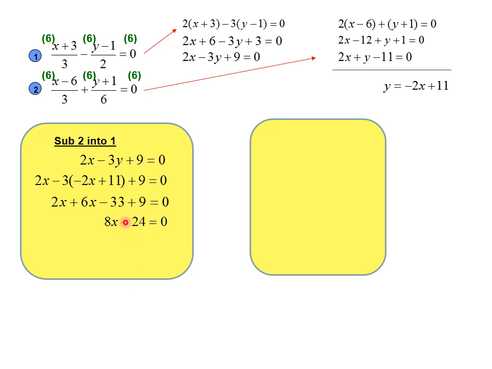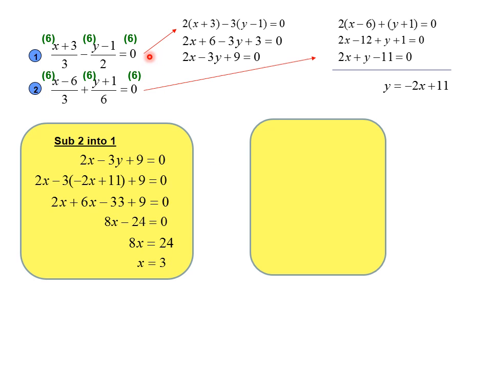Now the number part can go on the other side, so it's going to become positive. We're going to do a swing underneath, and 24 divided by 8, x ends up being 3. We're almost there. We've got half the point of intersection. We just have to plug it into the original equation 1 or 2.